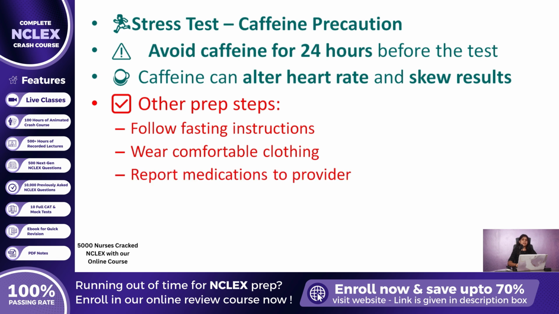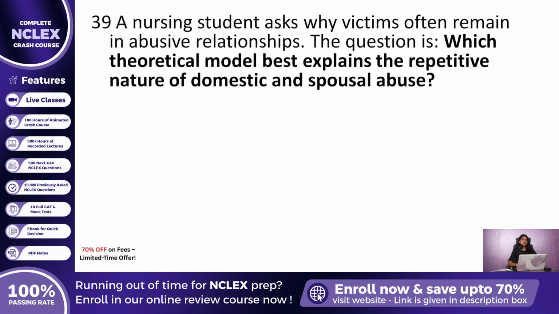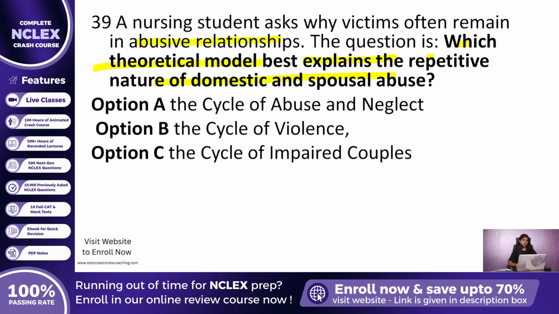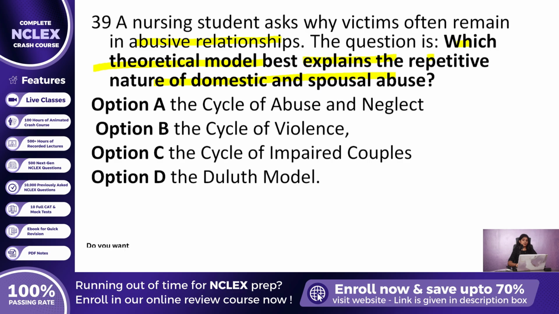Now for question 39, which addresses domestic violence awareness. A nursing student asks why victims often remain in abusive relationships. The question is, which theoretical model best explains the repetitive nature of domestic and spousal abuse? The options are Option A, the cycle of abuse and neglect, Option B, the cycle of violence, Option C, the cycle of impaired couples, and Option D, the Duluth model. The correct answer is Option B, the cycle of violence.